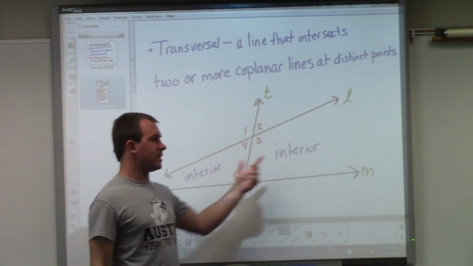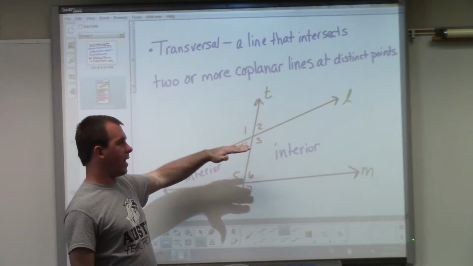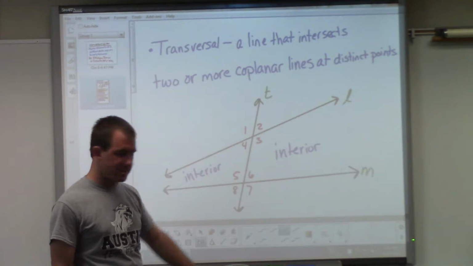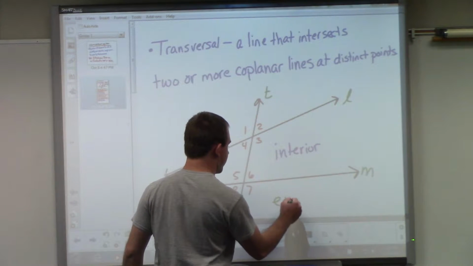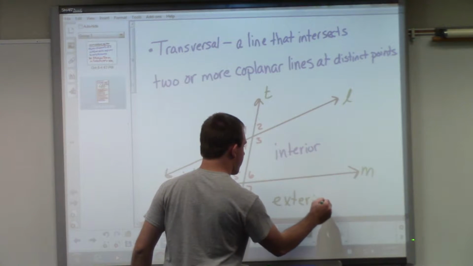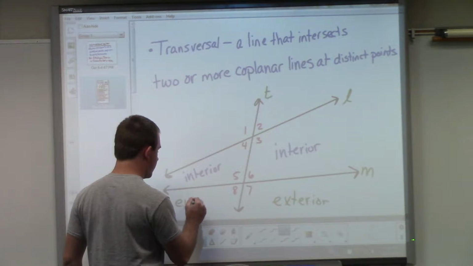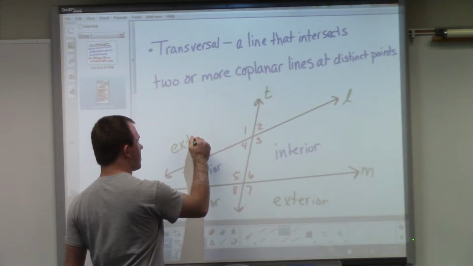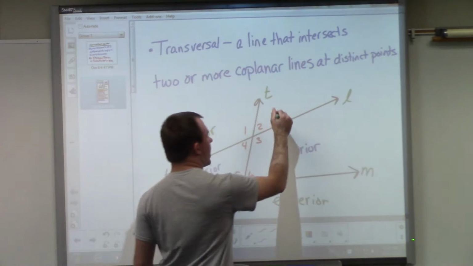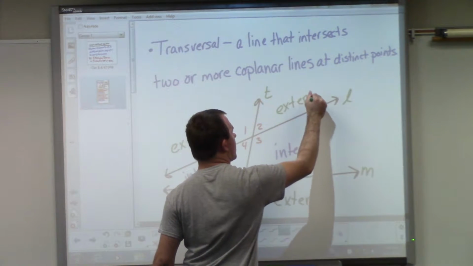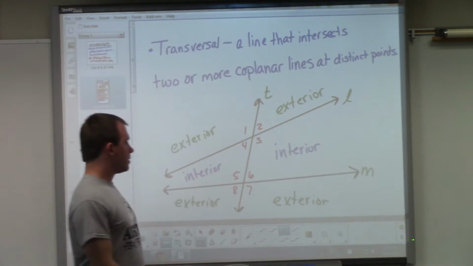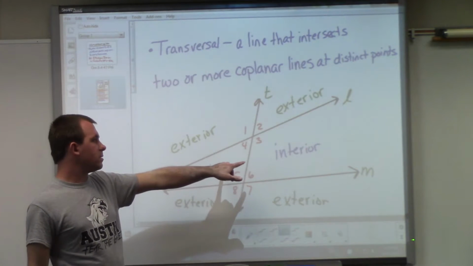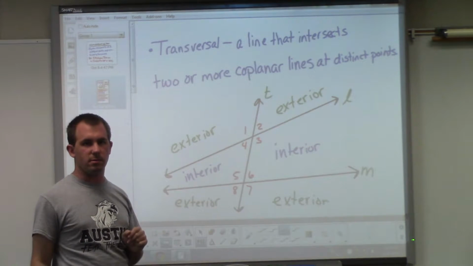So if that's the interior, what do you think outside of it's going to be called? Yes, the exterior. So we've got exterior down here, exterior down here, exterior up here, and exterior up here. So many exterior angles and some interior angles.